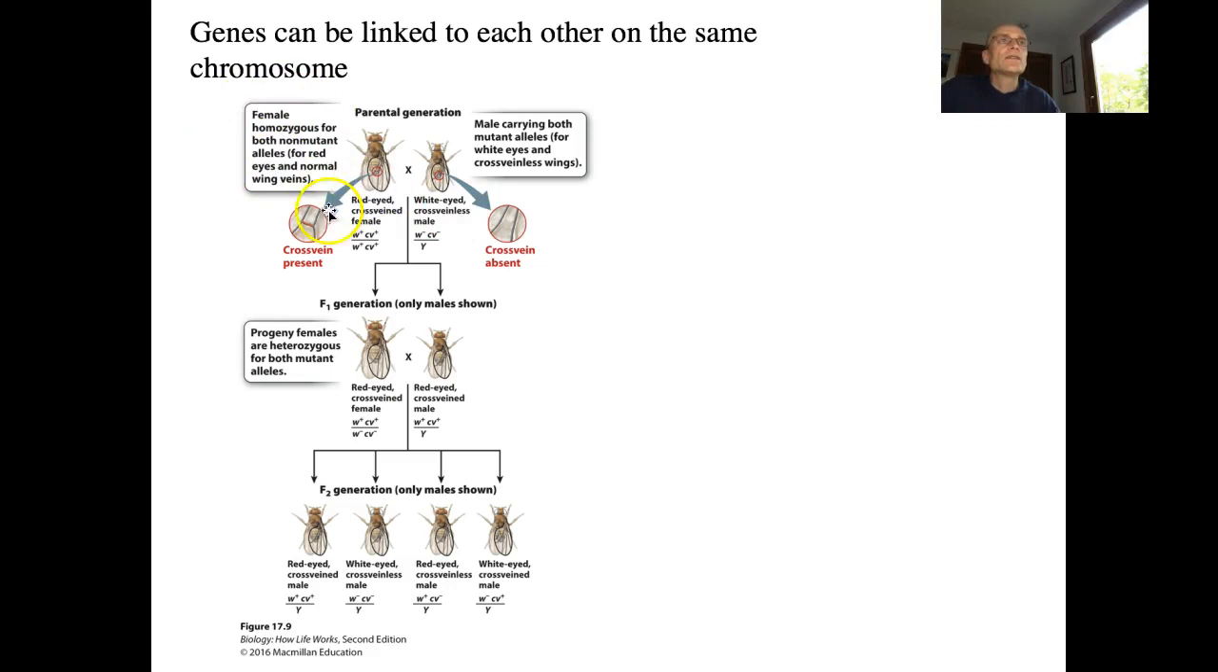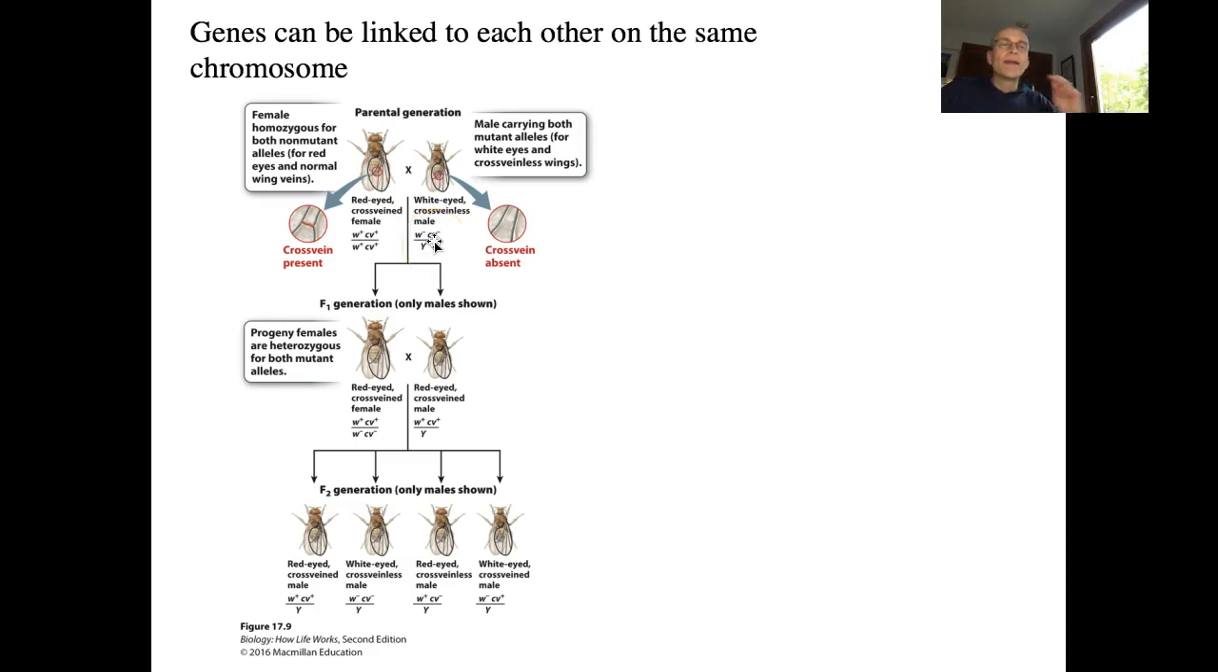So we have a cross. Female is homozygous for both non-mutant alleles, for the red eyes and the normal wings. So that's the non-mutant, the red eyes, and the normal wings. And the male carries both mutant alleles for the white eyes and the cross-veinless wings. So this is the white and the cross-veinless wings.